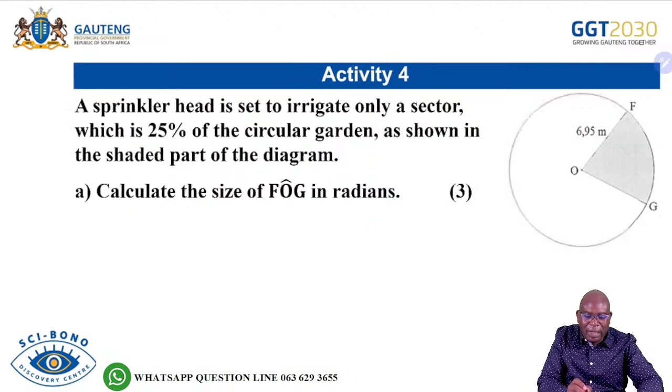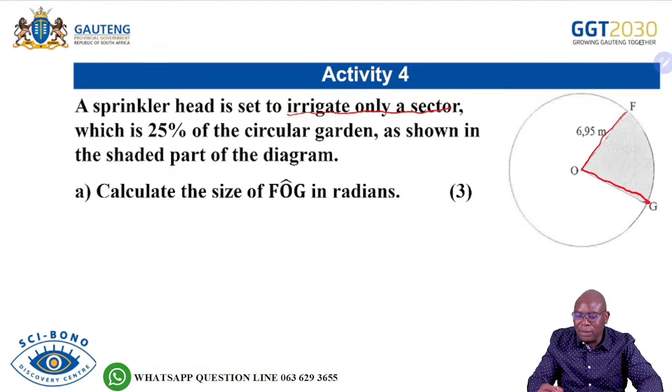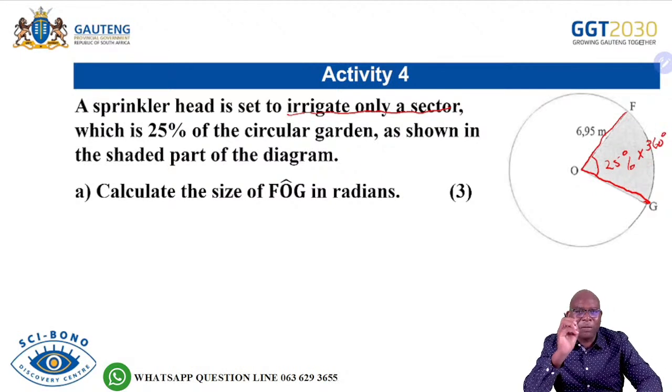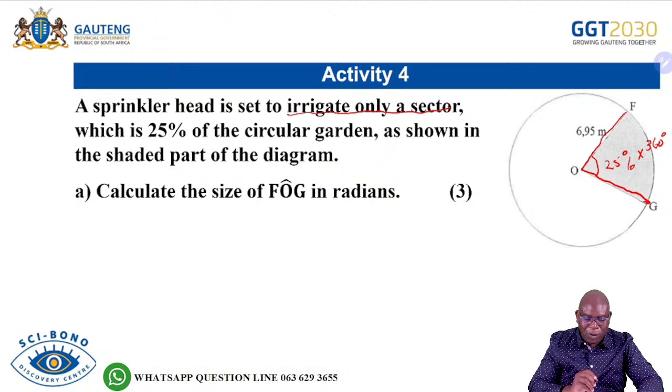A sprinkler head is set to irrigate only a sector. You see, that sprinkler needs to irrigate only this part, which is 25% of the whole circular garden. So for the whole circular garden, because we need the angle, it will be multiplied by 360 degrees. In other words, it's 25% of the whole. So the angle there will be 25% of the whole.